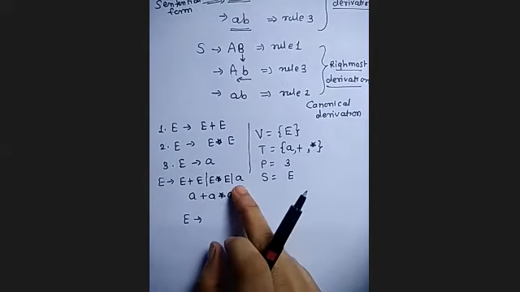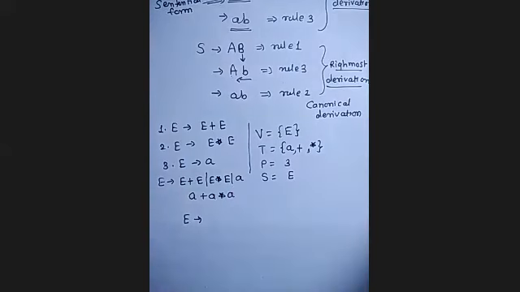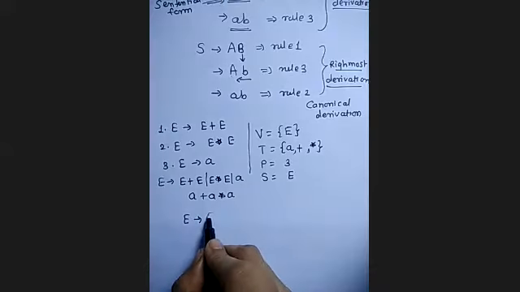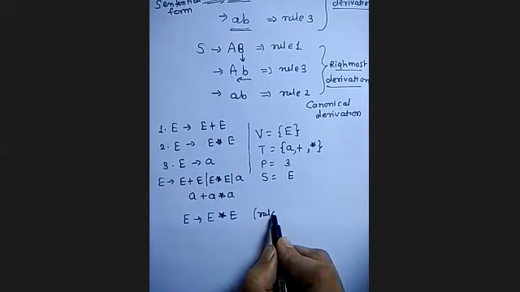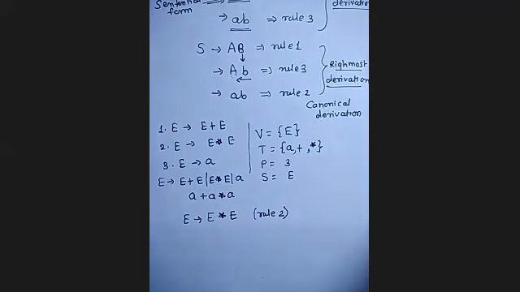E derives a, we cannot apply, because that will derive only a, no? What we want is a plus a star a. So which rule will you apply? There are only 2 options, no? E plus E or E star E. I say something, it may be wrong or correct, no? E star E, ma'am. Okay, he is saying let us start with E star E. So he has said that he will apply rule number 2. Okay, next.